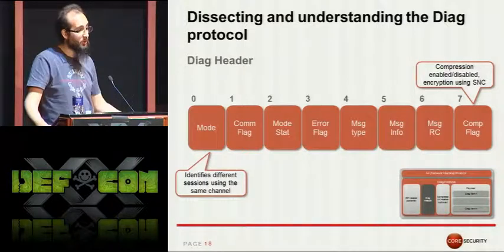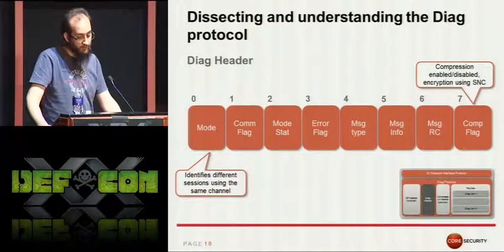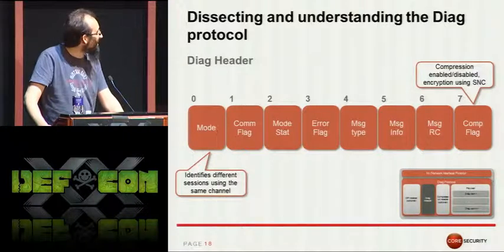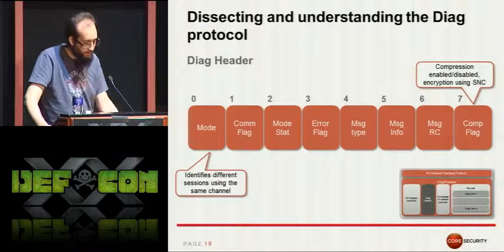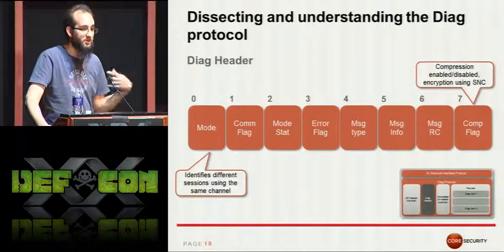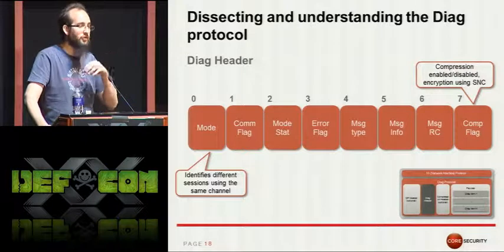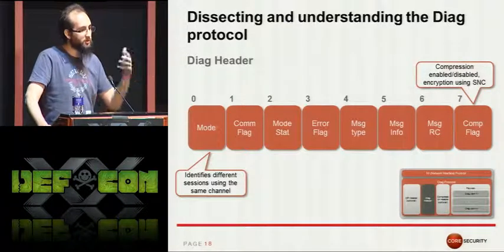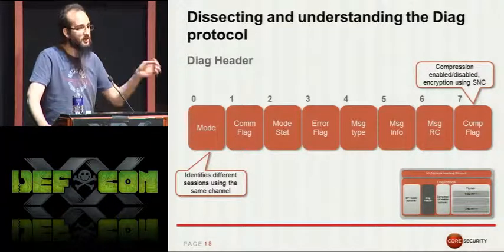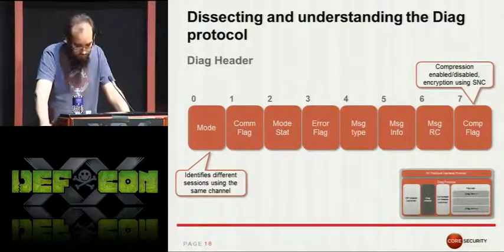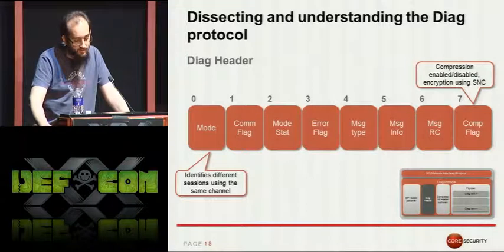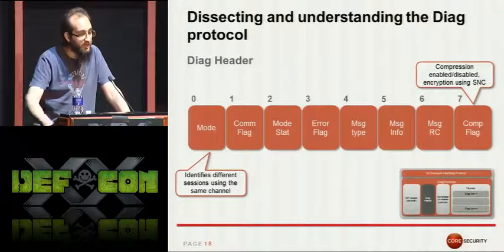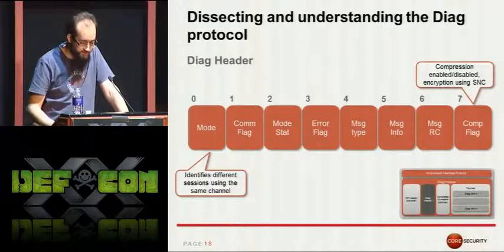The DIAG header is present in all the DIAG packets, and it's an 8-byte length header. There are only two relevant fields. The first one is the mode. The mode is a 1-byte field that identifies different sessions using the same communication channel. So you can, for example, have two different SAP GUI clients running different transactions, business transactions or programs in SAP, and this field identifies each one. The remaining relevant field is the compression flag, which is set to a different value when compression is enabled or disabled, and when encryption is being used with SNC.